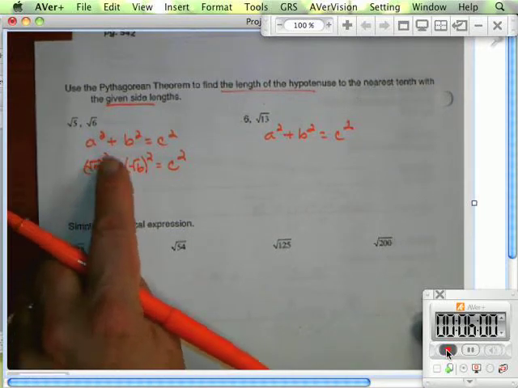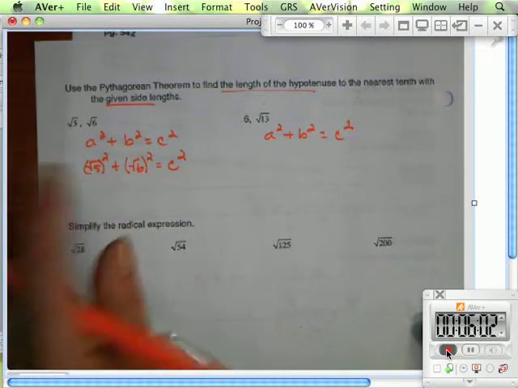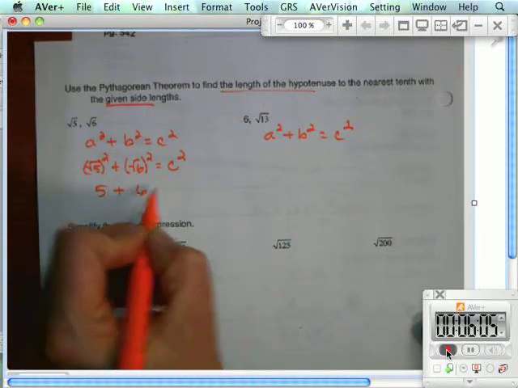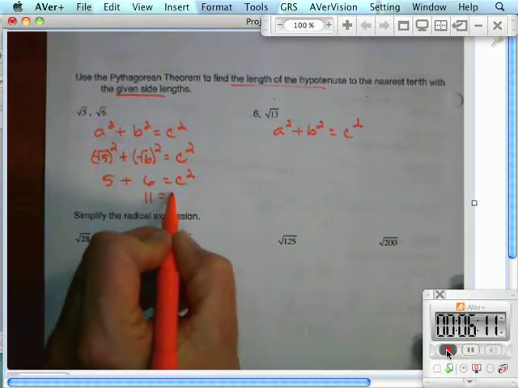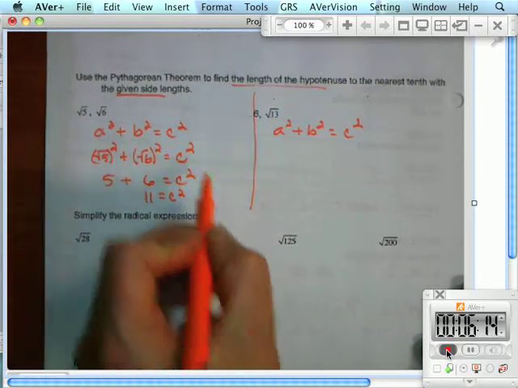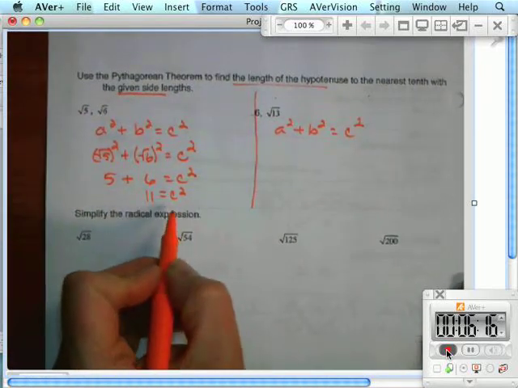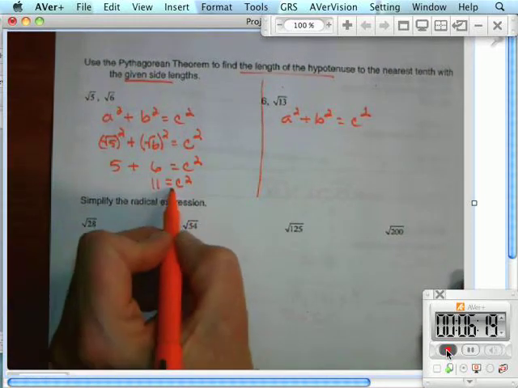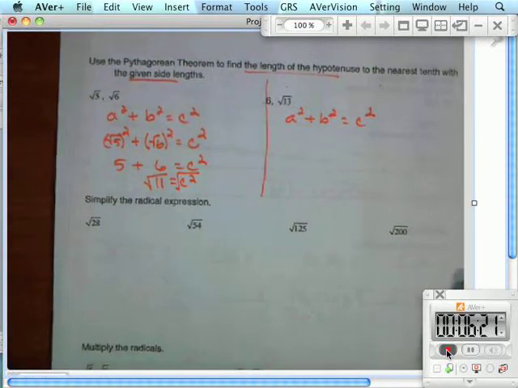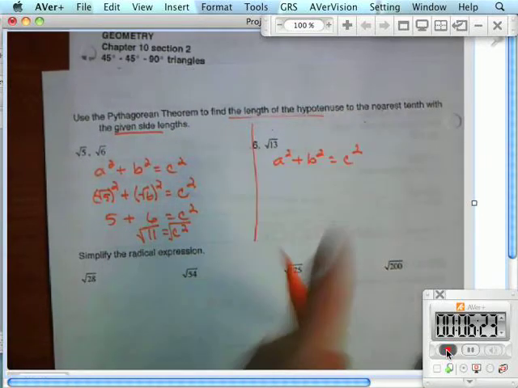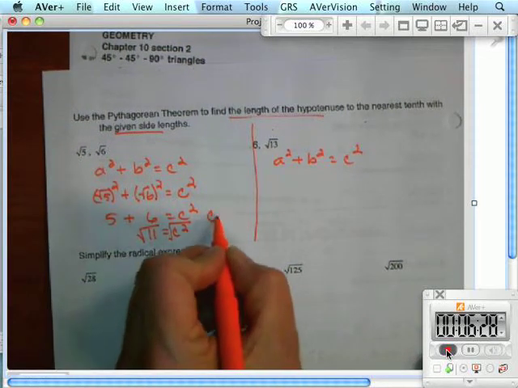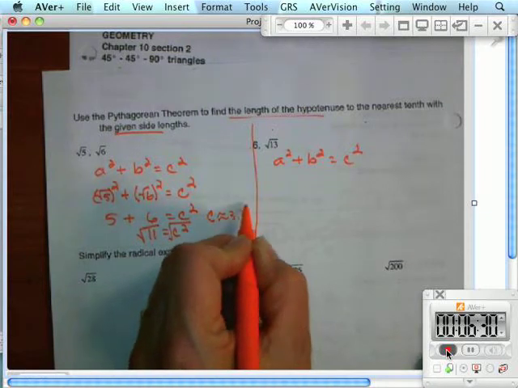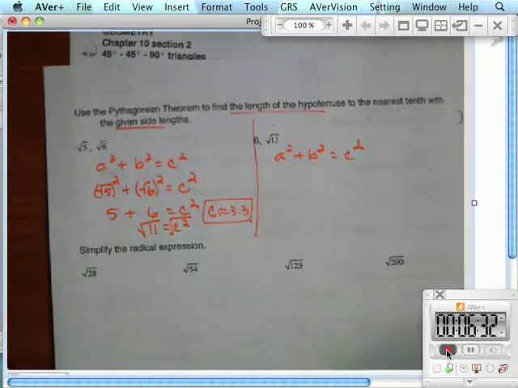Square root of 5 squared is just equal to what? 5. And the square root of 6 squared is 6. So 11 equals C squared. Do I want C squared? I want the square root of C. I want C by itself. Now, it says to the nearest tenth, so I can go on my calculator, and it's equal to approximately 3.3 if you did square root of 11 on your calculator.